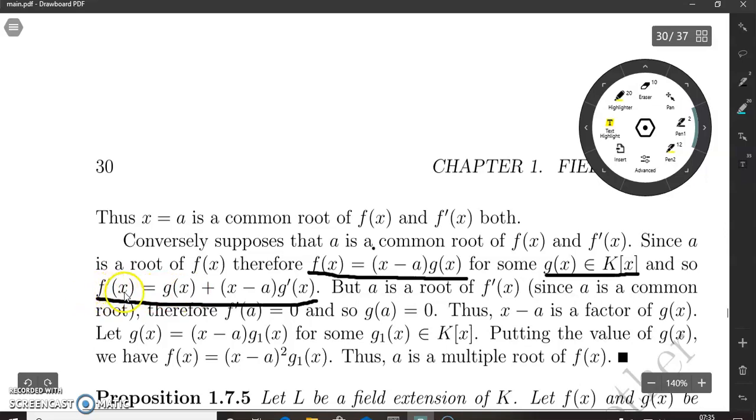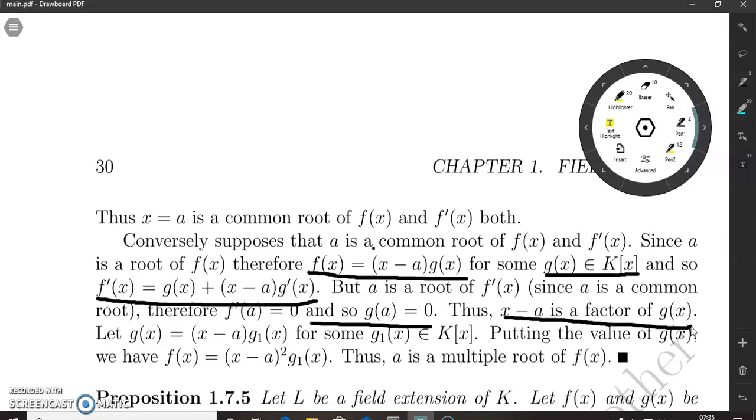By putting x equal to a in this equation, we have 0 = g(a) + 0. It means g(a) will be 0. So g(a) = 0 is obtained from this equation. Now g(a) is equal to 0. Again by the factor theorem, x minus a will be a factor of g(x). So here we have observed that x minus a is a factor of g(x).